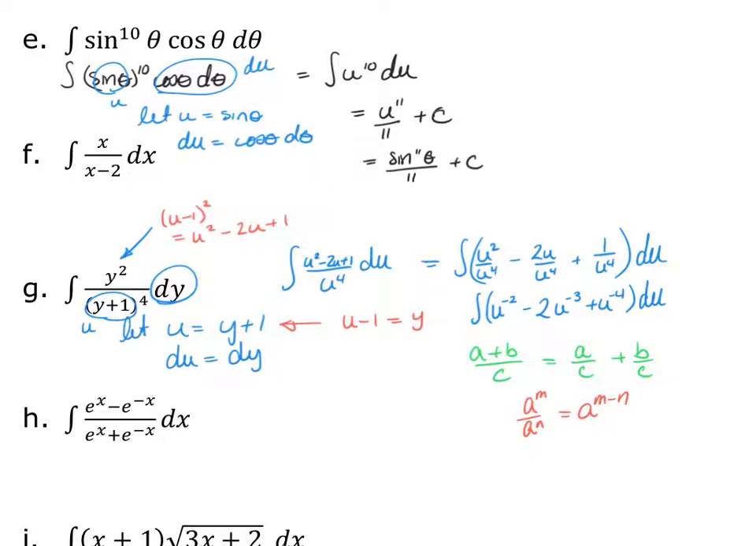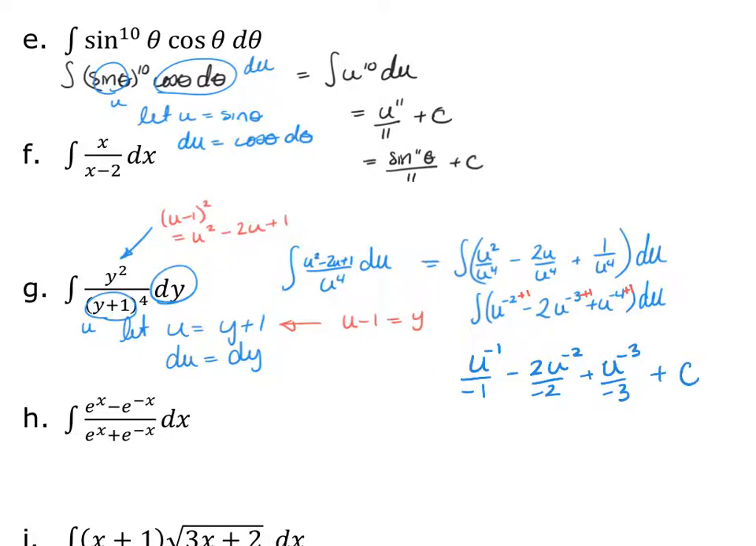So once I've written it in that manner, then I can integrate each individual term by using my power rules. The first one is going to be u raised to the negative 1 divided by negative 1. My second one is going to be negative 2u raised to the negative 2 divided by negative 2. And my last one is going to be plus u raised to the negative 3 divided by negative 3. And again, what I'm doing is adding a power each time when I integrate and then dividing by that new power. And then don't forget the plus c.